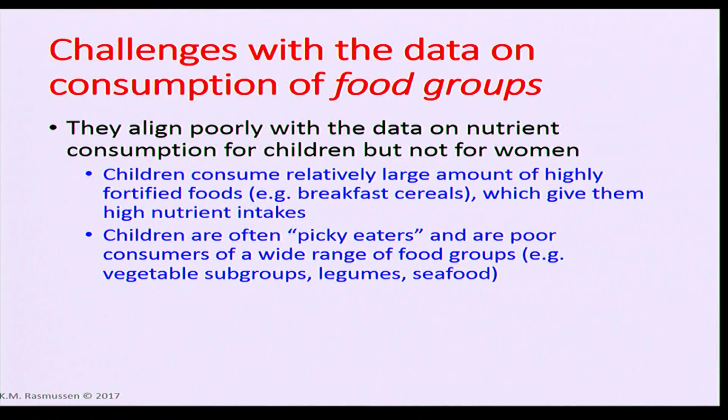So when we look at this challenge, we can see that for children, the results you get with the DRIs and the dietary guidelines are not consistent. And the explanation is probably that children consume relatively large amounts of highly fortified foods, if you think of the vitamin pill-coated cereals, which give them relatively high nutrient intakes. But they're picky eaters, and they're very poor consumers of a wide range of the food groups and subgroups, particularly the vegetable subgroups, legumes, and seafood. So you can imagine how these two might come to different results.